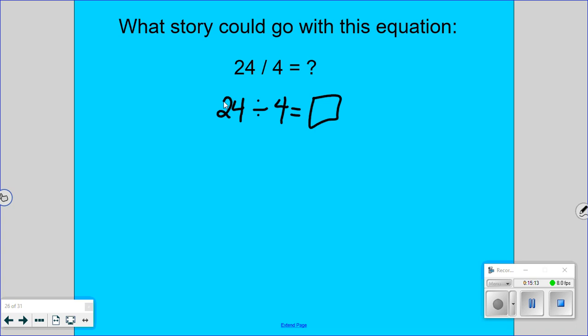Callie has 24 cookies. Love it. She eats 4. What does the symbol mean? Put into. Let's help out Callie. She's got her 24 cookies.